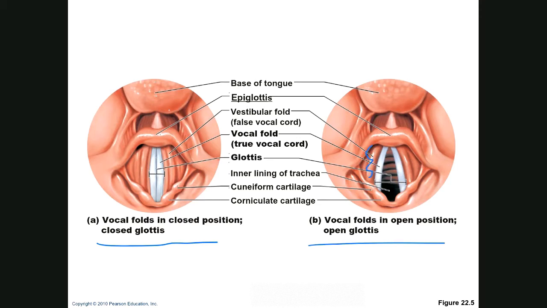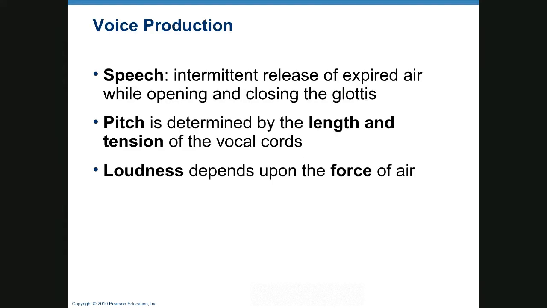And when one speaks, one sends air across those vocal folds, and they stretch or relax to make different sounds. Speech is just what I said: released air over the glottis, opening and closing of the glottis. Pitch is determined by length and tension of the cords. So if you pull the cord really high, you get a really high sound. And if you relax them and make them really low, you get a really low sound.